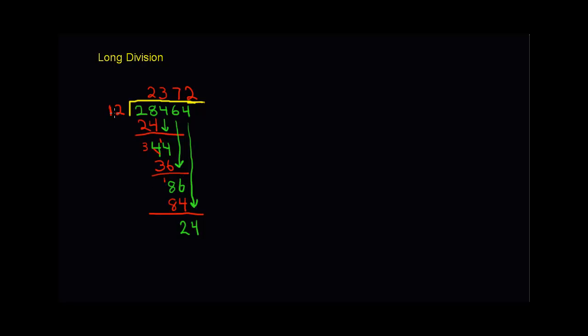So our dividend, 28,464 divided by 12, is going to be equal to 2,372. And of course, because 24 minus 24 is 0, there's no remainder. And there we have it.